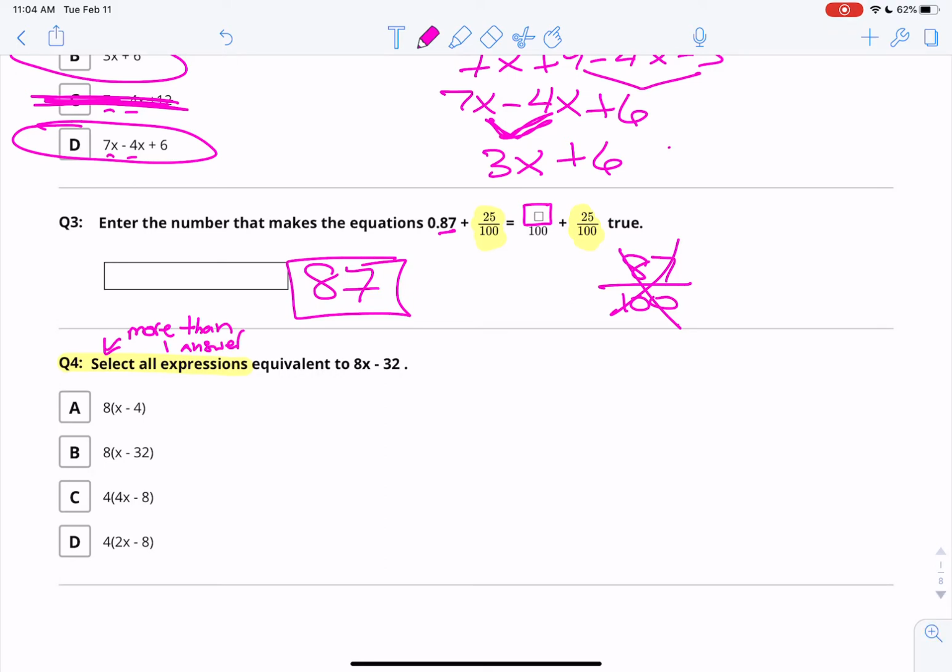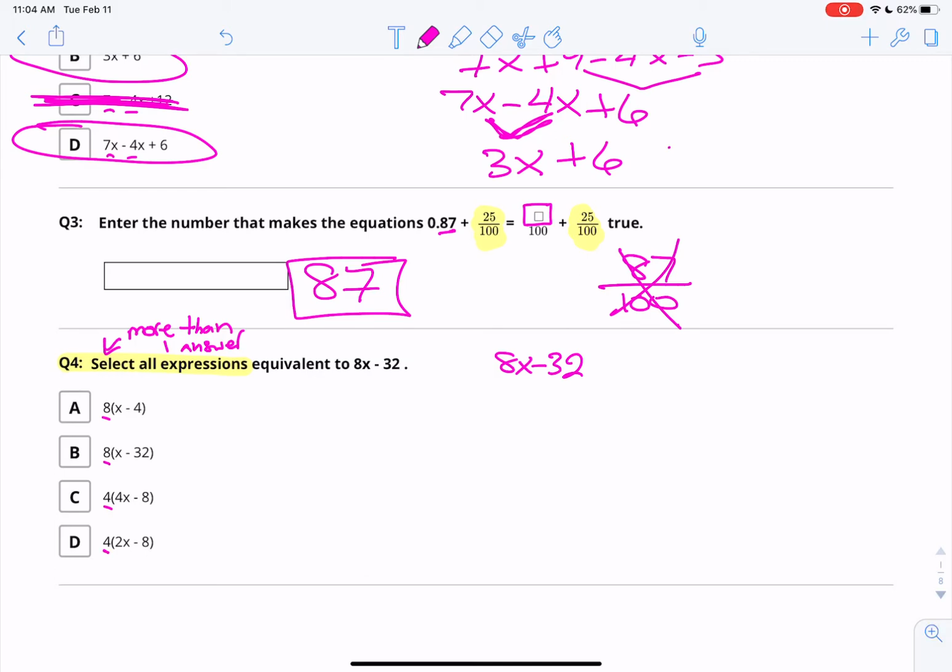Equivalent means the same, so they want something that's the same as 8x minus 32. And if I look at A, B, C, and D, I notice that they factored out a number, right? So it looks like the distributive property, they factored out a number. So I noticed that they factored out an 8 for A and B and a 4 for C and D. So that's what I'm going to do.